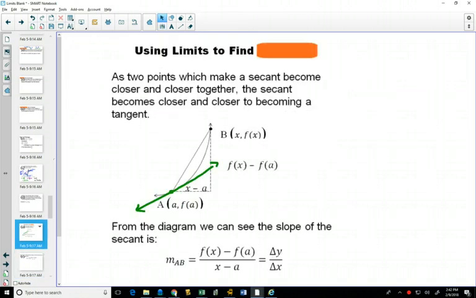I'm going to imagine taking this point here and dragging it along the curve until I get closer and closer to that point there.